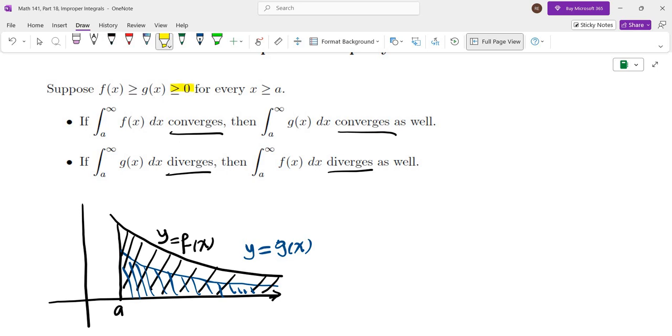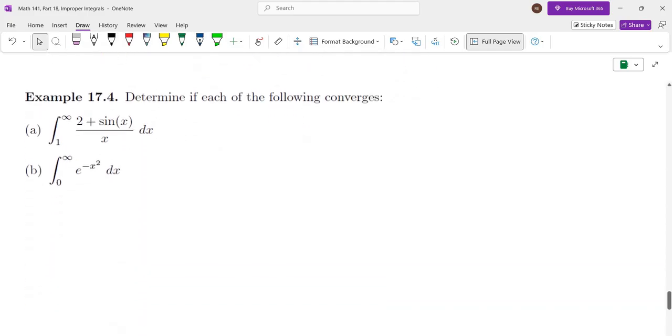Note that this inequality is very important to check before we can apply the comparison property. This is called the comparison property because we are comparing two functions, and we don't need to be able to evaluate integrals in order to use this. Maybe sometimes we cannot evaluate one integral, we compare it with something else that is easier to evaluate, and that's how we get the convergence or divergence of one of the integrals.